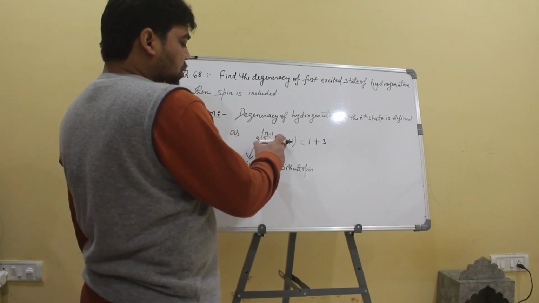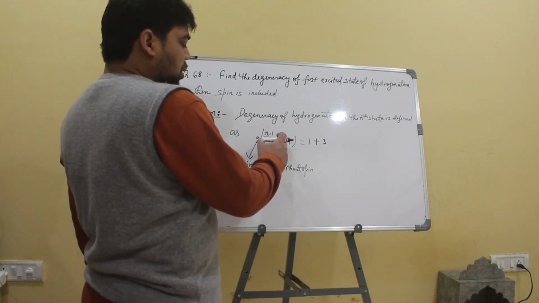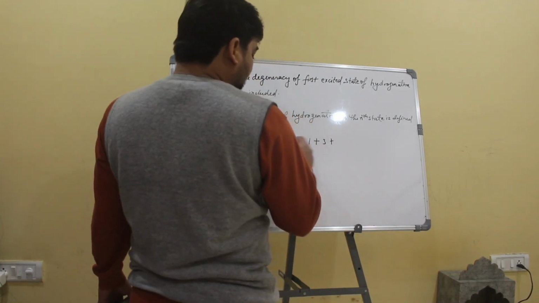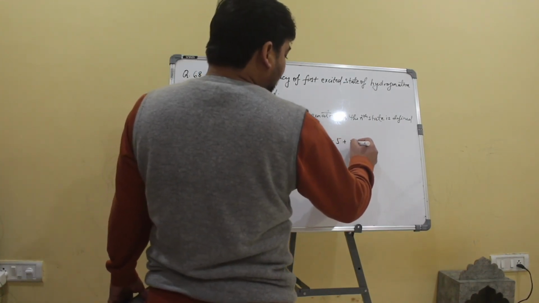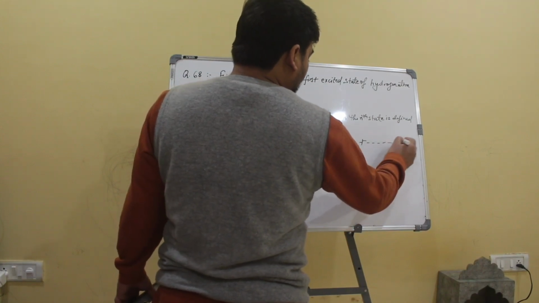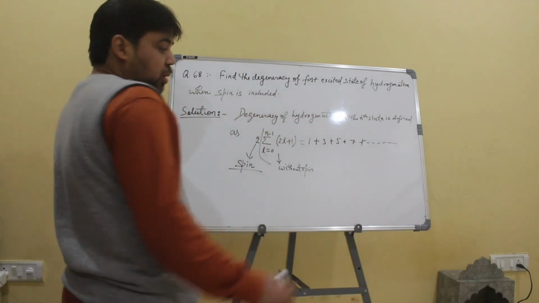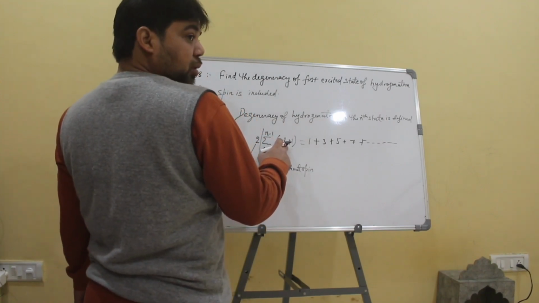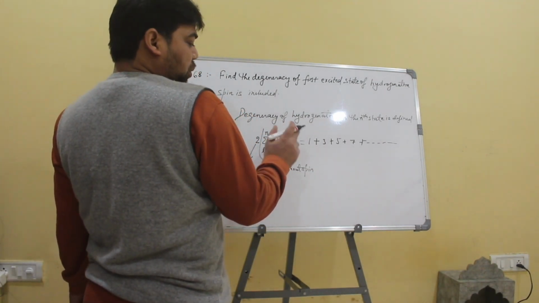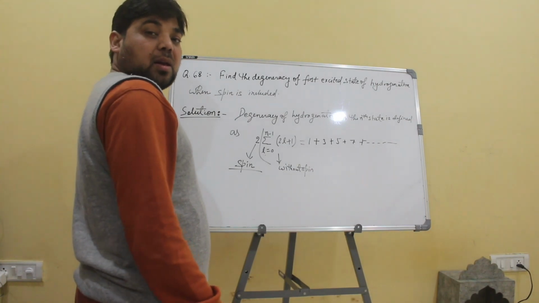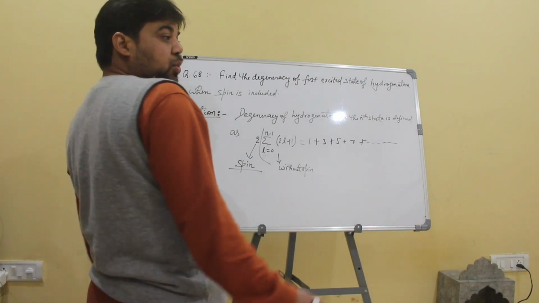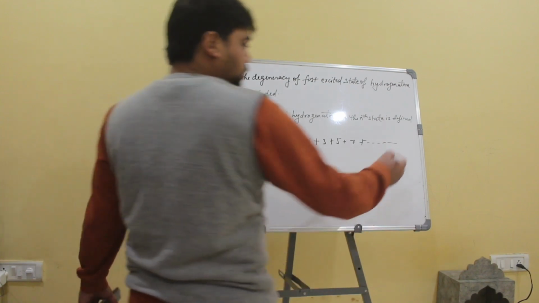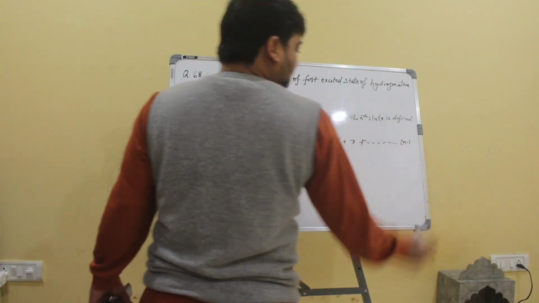For l equals 0, it is 1; for l equals 1, it is 2 multiplied by 1 plus 1, which is 3; for l equals 2, it is 5, plus 7, and so on, up to n minus 1. So 2 into n minus 1 is 2n minus 2, plus 1, which is nothing but 2n minus 1, up to 2n minus 1.